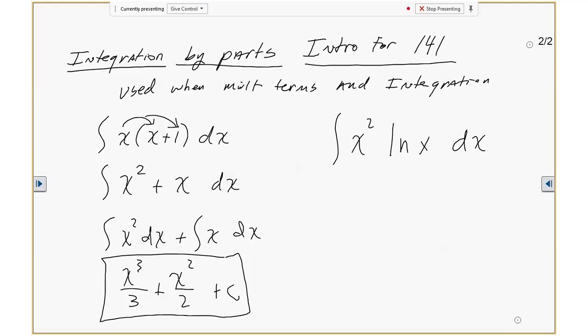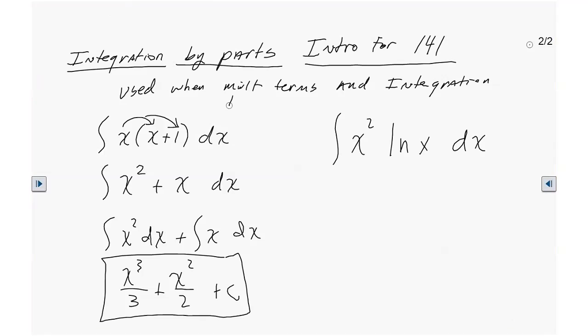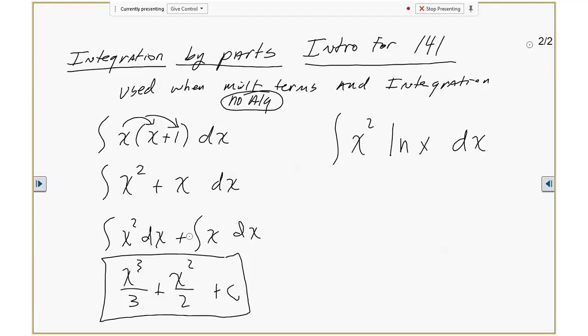Now, can you use algebra with that? No. So you might want to put a little note: no algebra. In other words, you have two terms that you're multiplying, but you can't multiply them together with algebra, so you just say cannot be done. No, you put integration by parts.